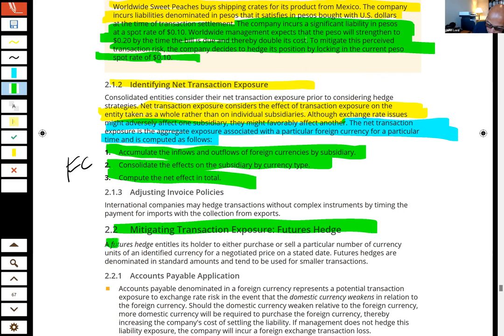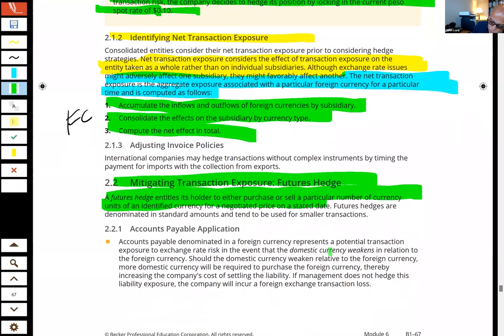A future hedge entitles a holder to either purchase or sell a particular number of currency units of an identified currency at a negotiated price at a stated date. And so they tend to be used for smaller transactions. So why don't you go ahead and flashcard that, in case somebody wants to know when you would use them: they're for smaller transactions.